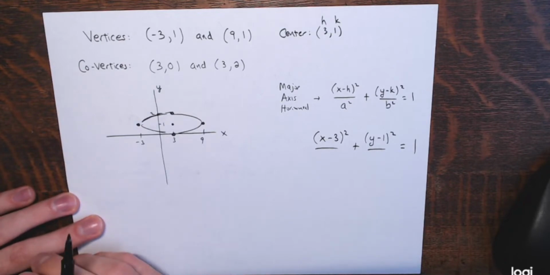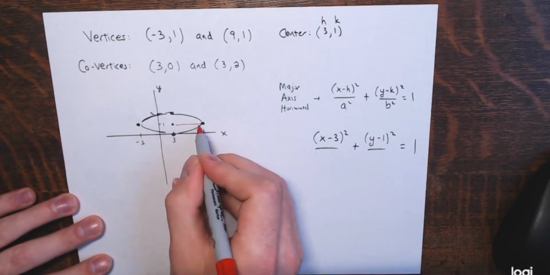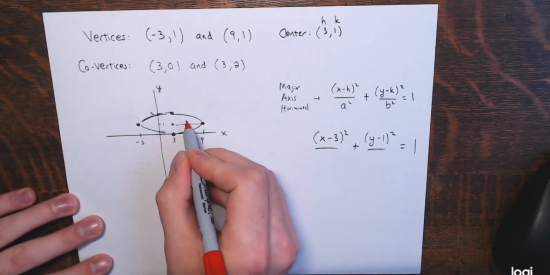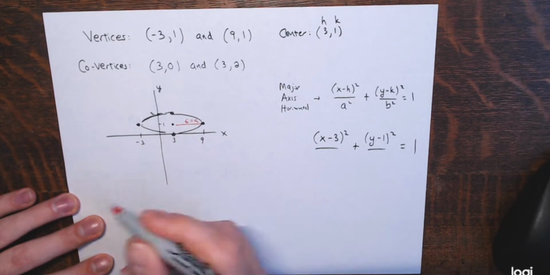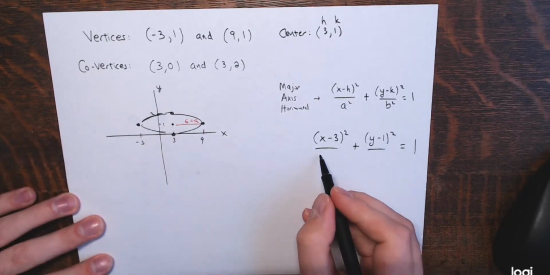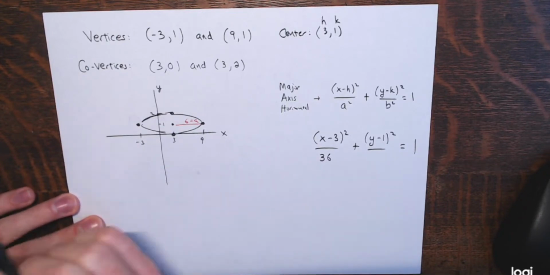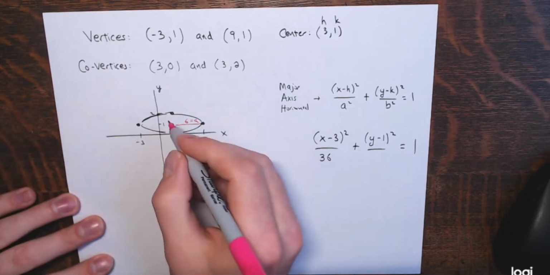Alright, and then the distance from the center to a vertex is, from here 3 to 9, that's 6 units. That's a. So a is 6, meaning that a squared is 36. So there's going to be 36 under the x term. And then the value of b is 1 unit.